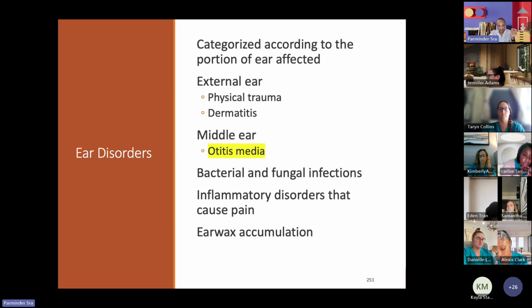And then in the inner ear, a condition called Meniere's disease, a chronic condition which affects the inner ear, causing episodes of vertigo, hearing loss, tinnitus, and feeling of fullness in the ear. But majority of the time, you will be managing conditions with either the external or the middle ear. That's the more common one.